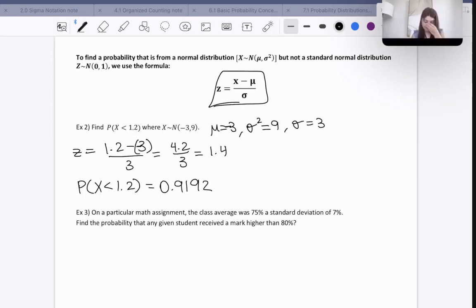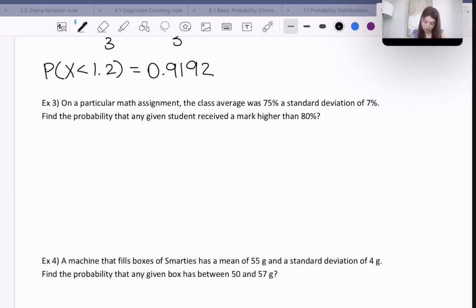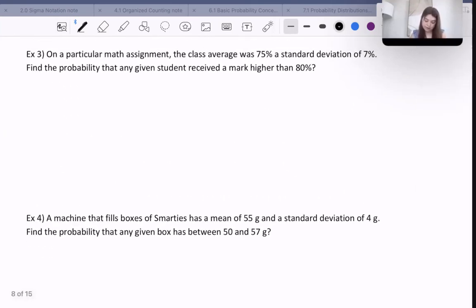All right, and here's a word problem that's very much asking the same thing. Actually, here's a couple word problem examples we'll go over. This one says, on a particular math assignment, the class average was 75% and the standard deviation was 7%. Find the probability that any given student received a mark higher than 80. So basically, if we randomly select a student, what's the probability that that student received higher than an 80% given the class average and the standard deviation?